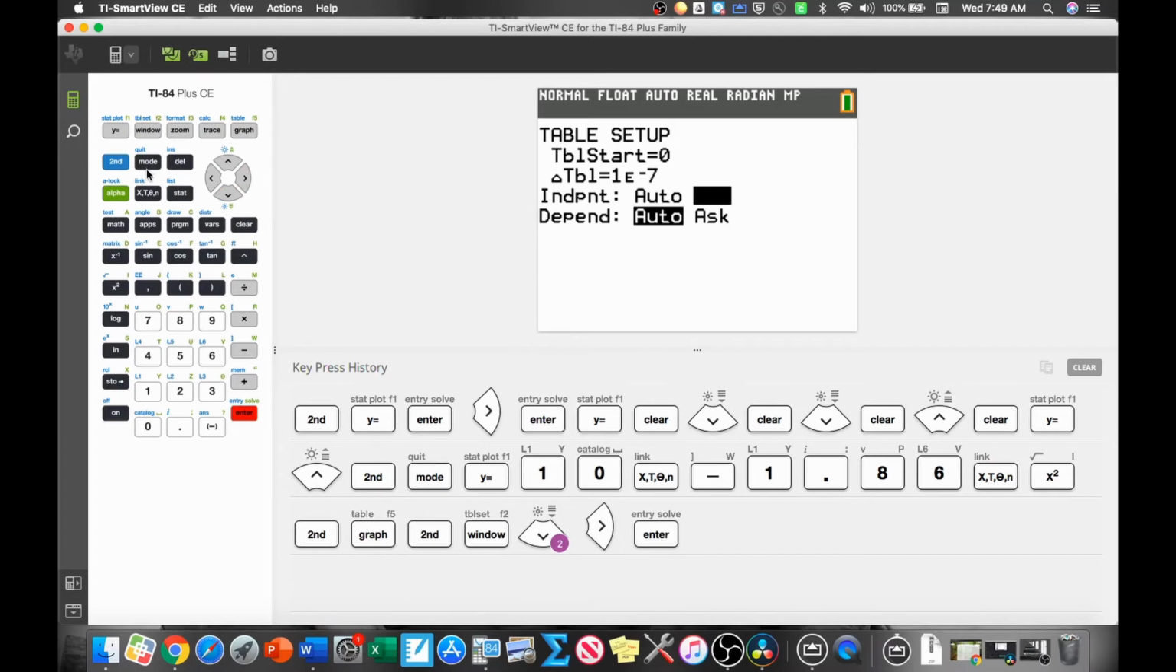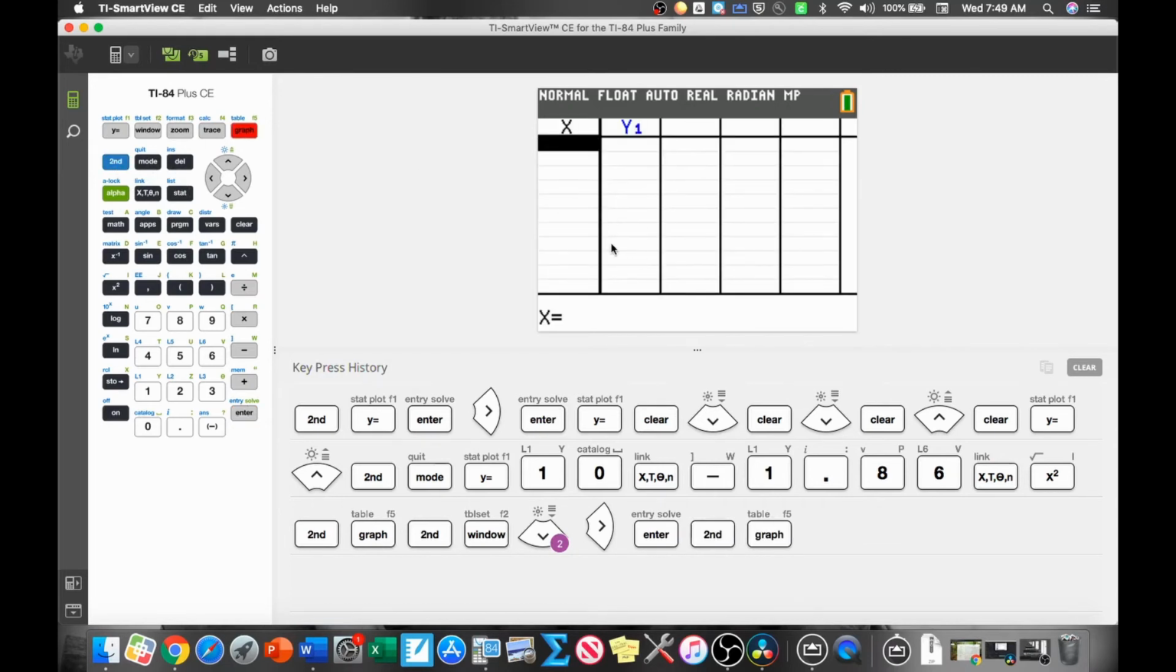And so now when we go back to our table, the dependent is going to stay on auto, okay? But when we go back to our table, so second level table, now it should be empty, okay? And we get to type in the x values that we want. And what it's going to do is input those x values into our y1, the equation that we put into y1, and it's going to give us our outputs. So it's going to do the math for us, which is really quite nice.